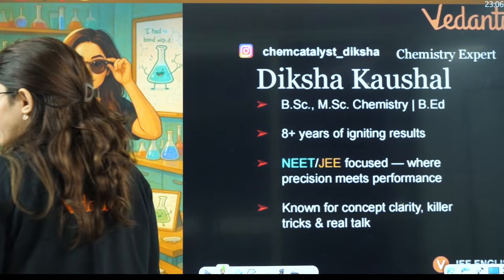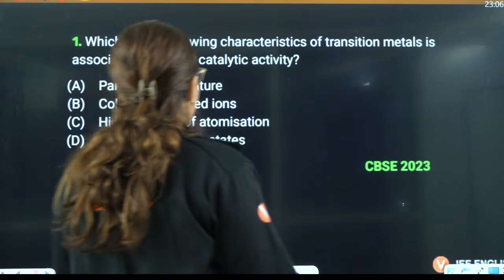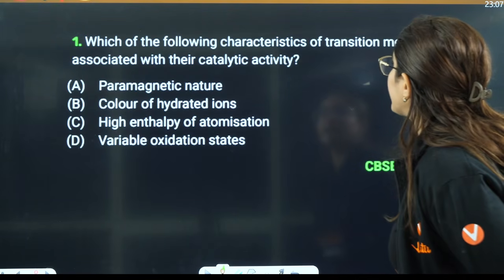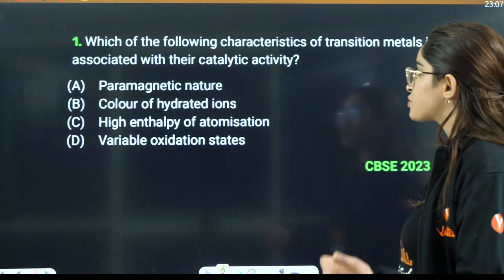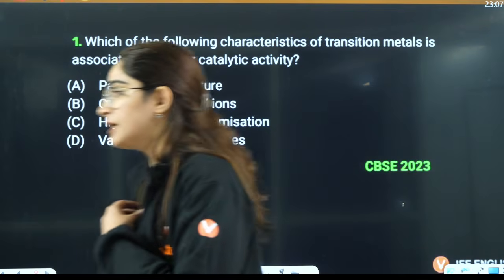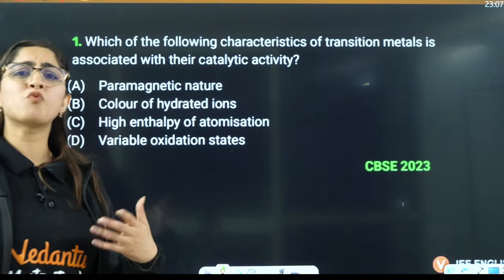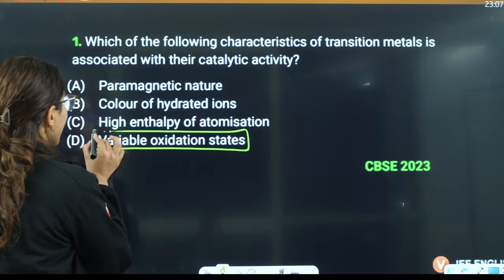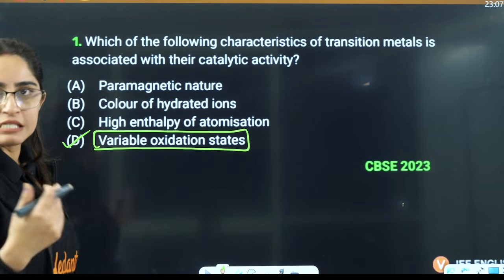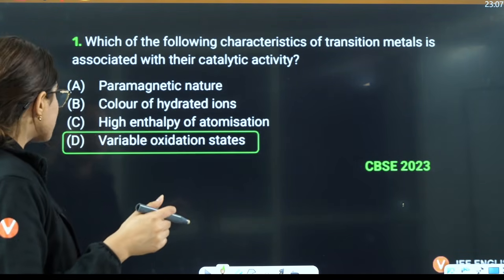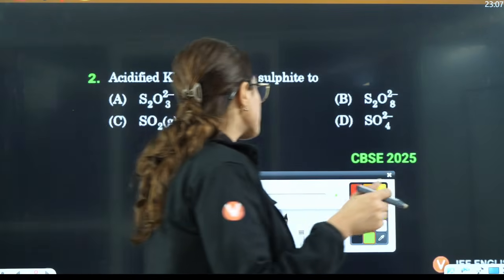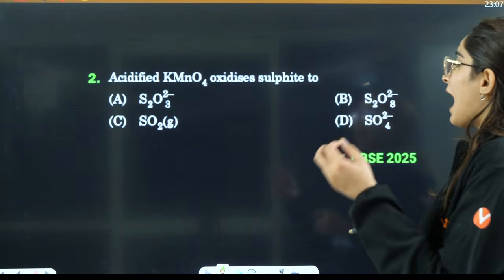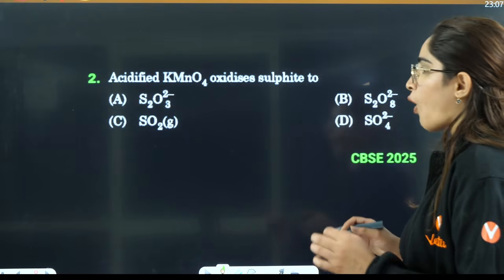All of these are your PYQs. Let's start with that. Okay. So first question is, which of the following characteristics of transition metal is associated with their catalytic property? Right. So if I want to associate them with their catalytic property, that is defined by variable oxidation states. Because they have variable oxidation states, that's why they are able to show catalytic property.